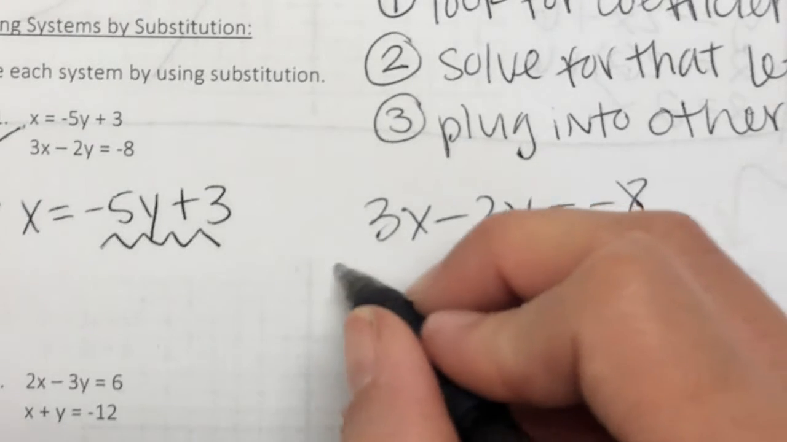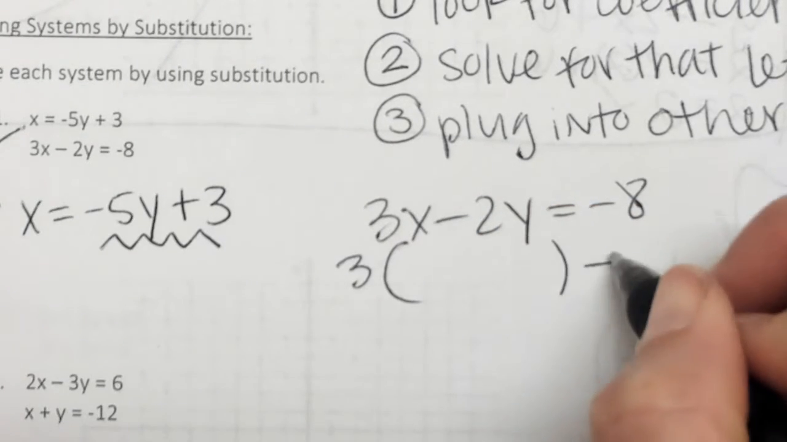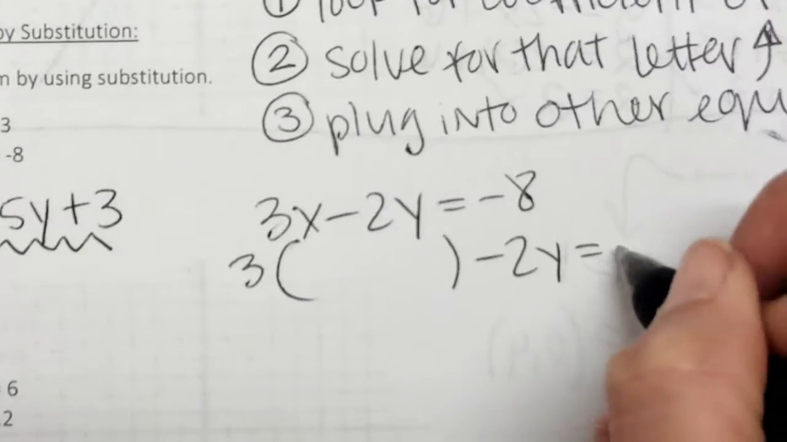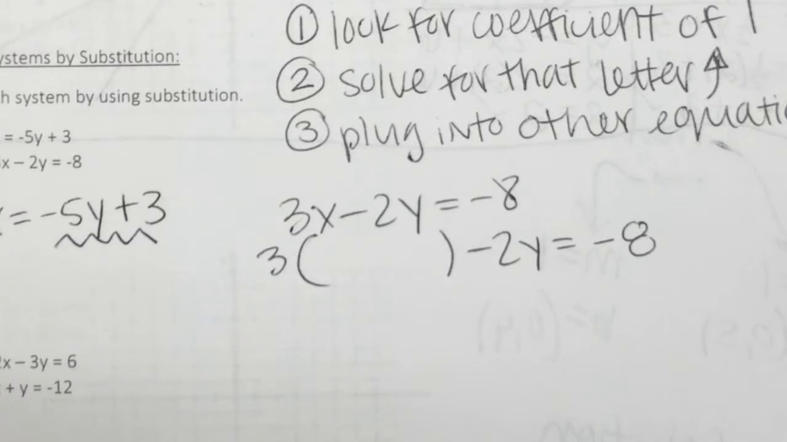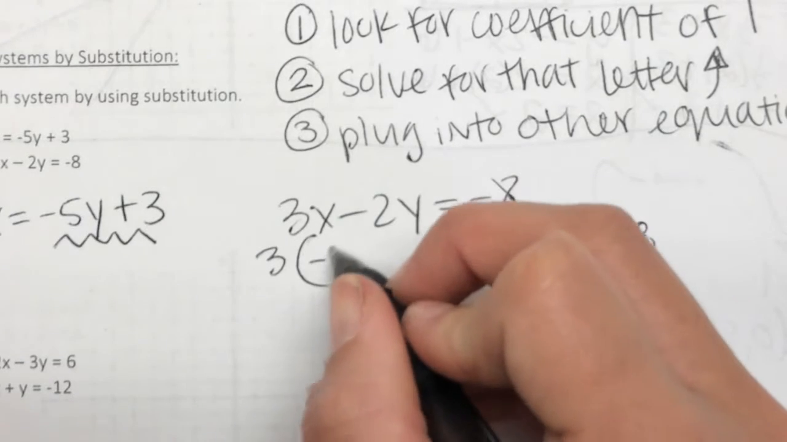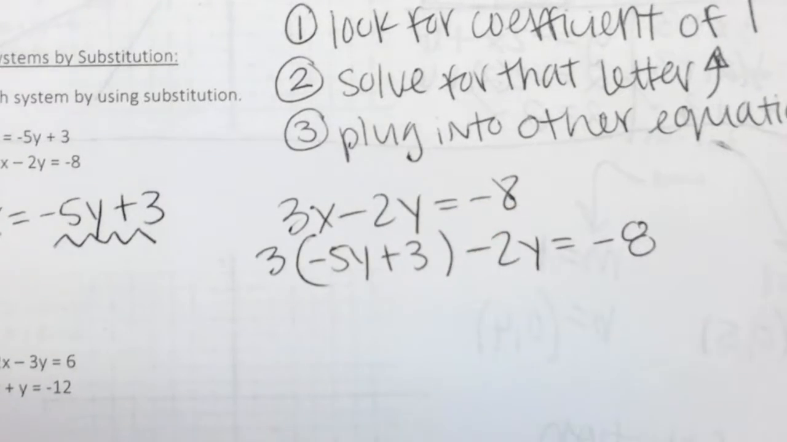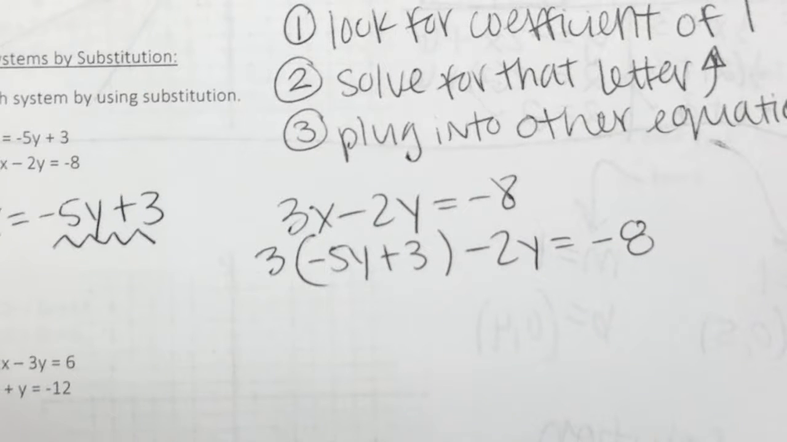X. Good. So I'm going to rewrite this equation, except I'm going to put parentheses where the x was. So not changing it, I'm just rewriting it. I'm going to put parentheses where the x was. And inside those parentheses, I'm going to put what? Good. Alright, from here we just need to clean it up.